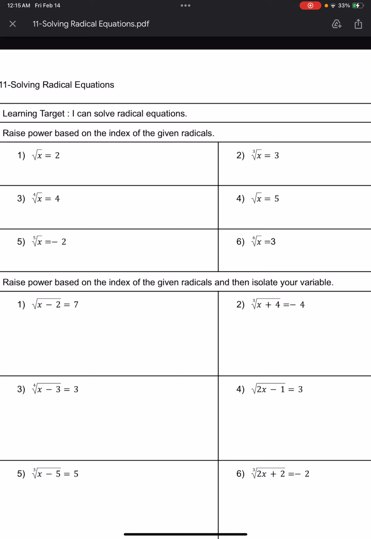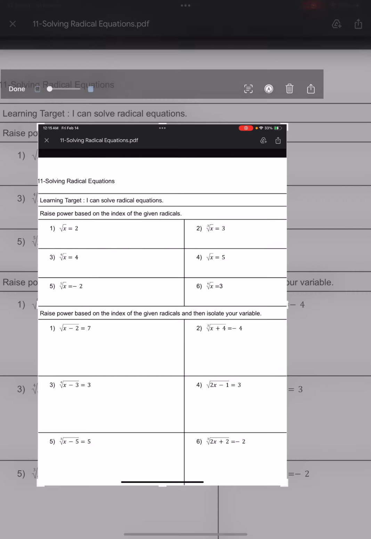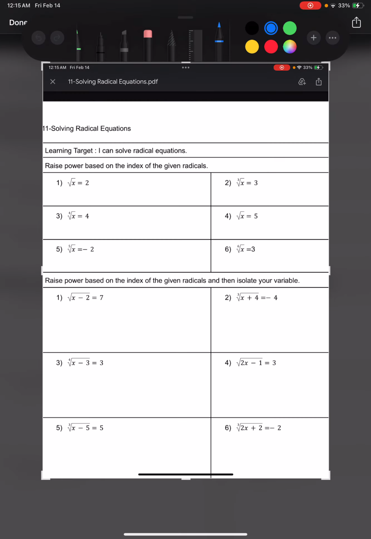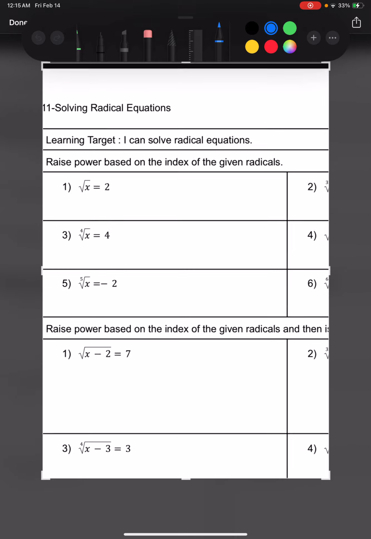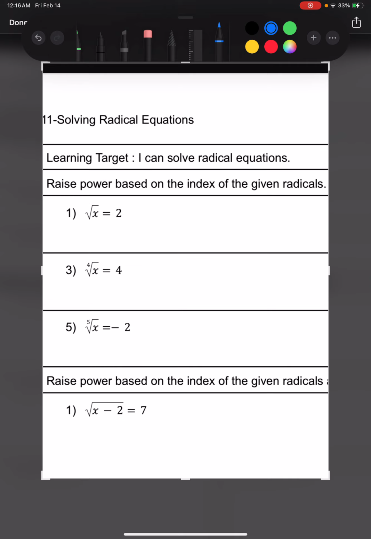From number 1 to number 6, it's very simple questions. You can solve all these problems by raising the power. So I'm going to do the first two problems and then you're going to finish from number 3 to number 6. So let's jump into the first one.